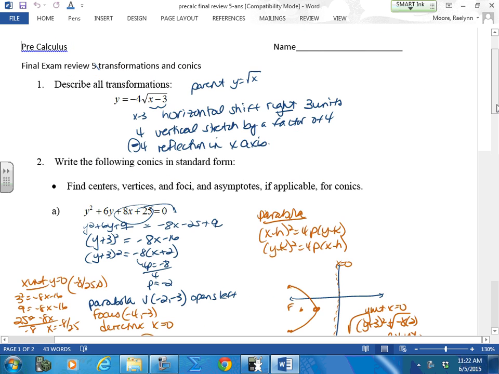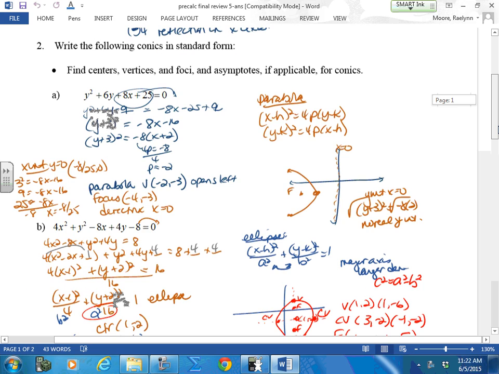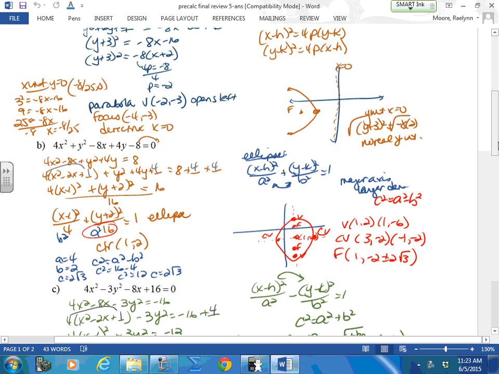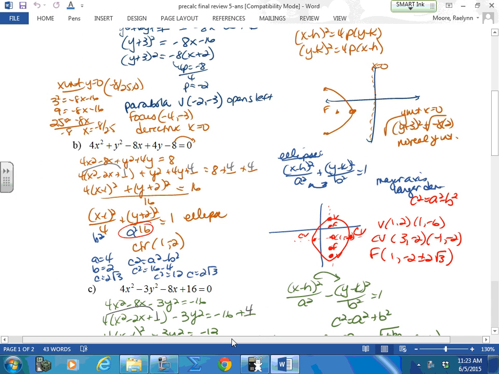We know this is an ellipse because both of them are the same sign. And the coefficients are different, so it's not going to be a circle, it'll be an ellipse. So we get your x's together, your y's together, complete the squares. Can everybody get here? Everybody good with completing the square?